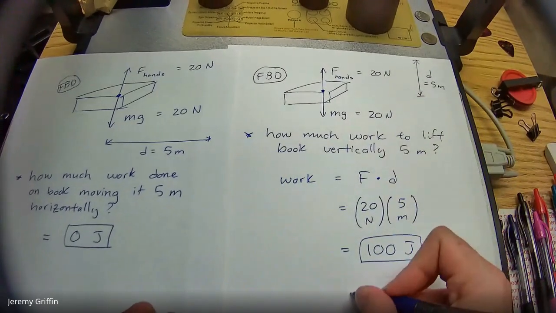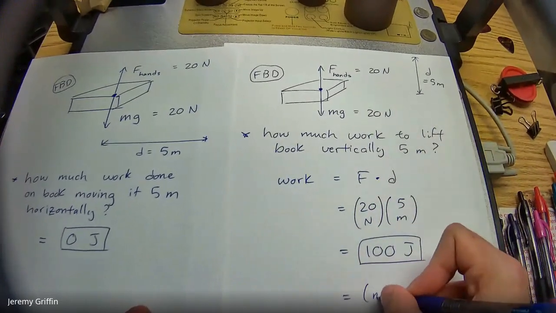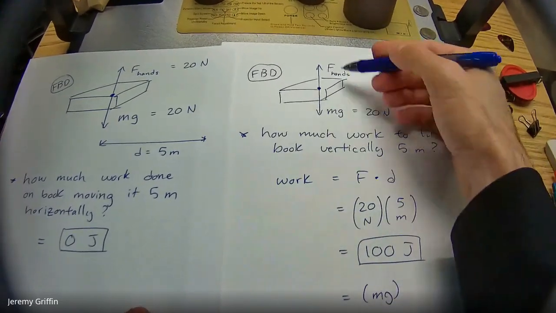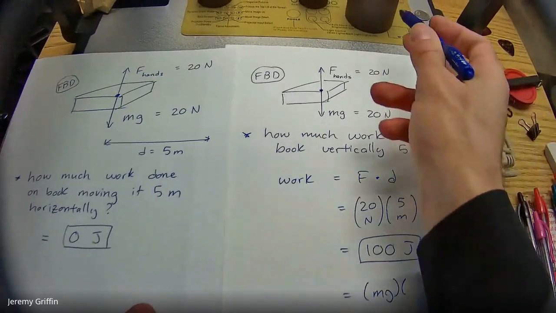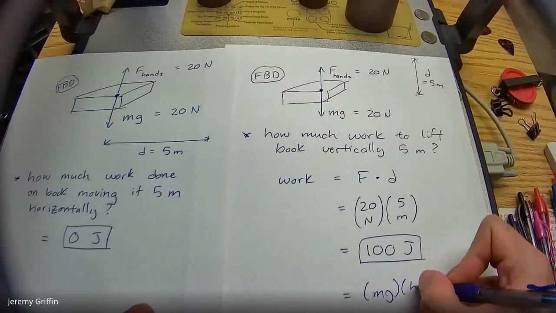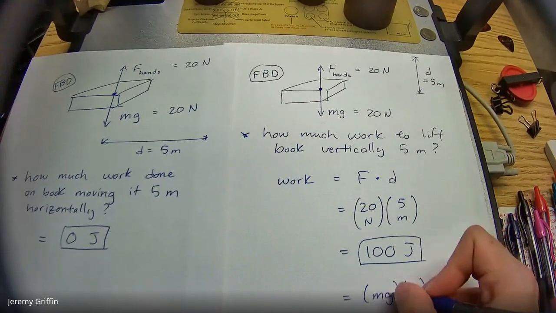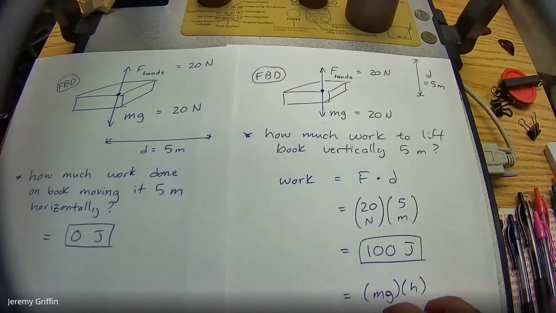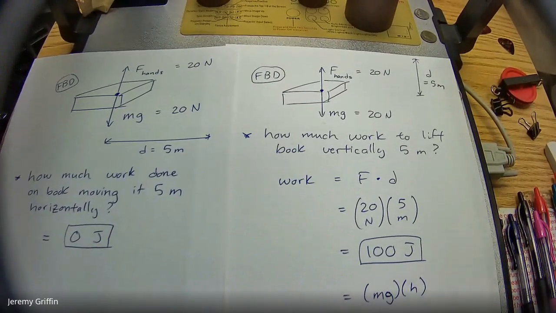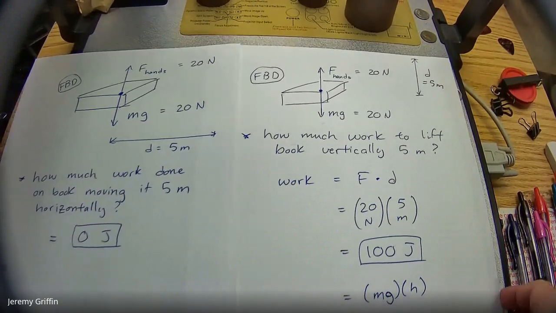So, I wonder if you could do this. Instead of force, what if you replace that with mg? Because that is equivalent. And then instead of distance, well, it is a vertical distance, so that could be called height, couldn't it? And look at this expression, mgh. So the amount of work that you did on the book is also equal to mg times h. That is about to be the next page of notes, the next building block, as I've been calling it.